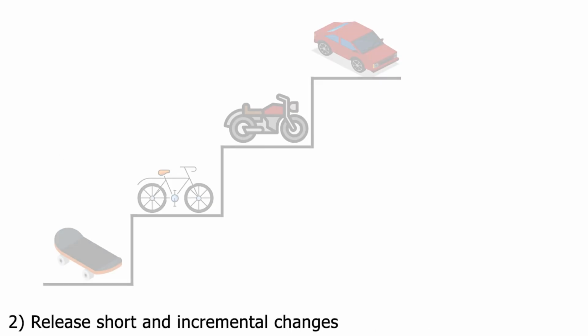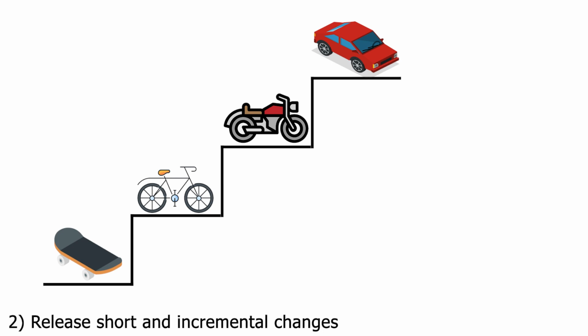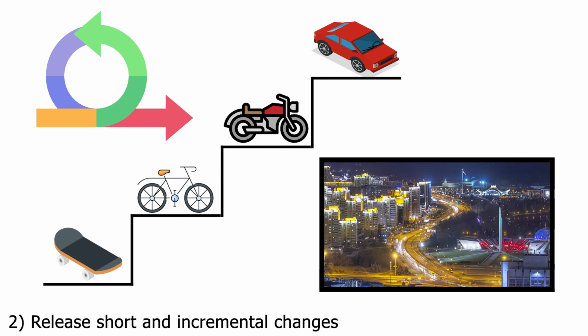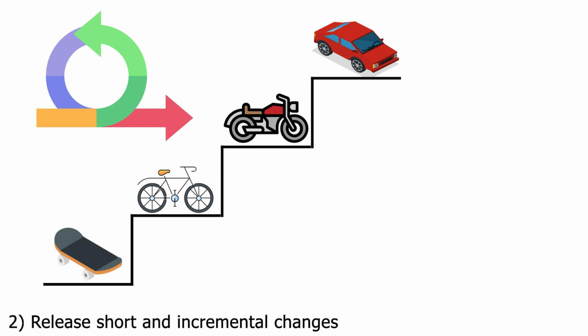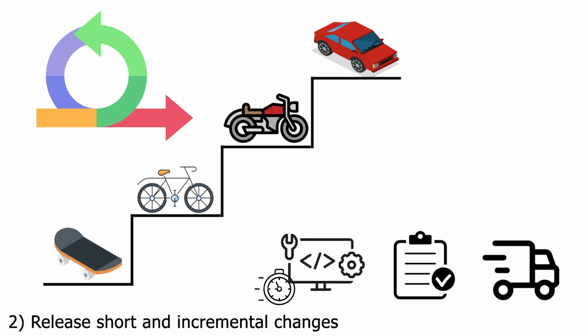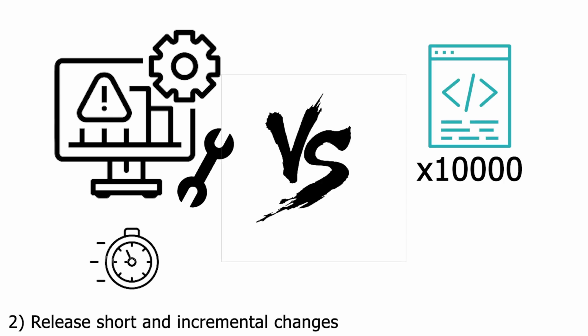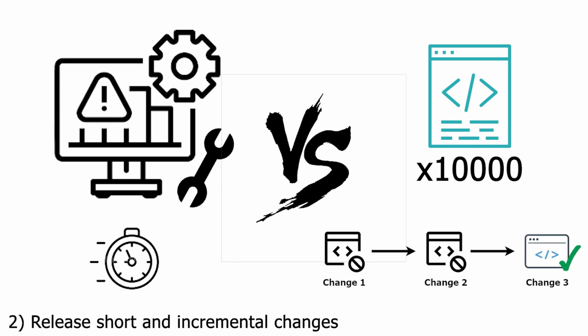Release short and incremental changes. Inspired by agile methods, this practice is key to being quick in an ever-changing industry. Short, incremental changes are faster to develop, review, and ship. It also helps to resolve sudden incidents faster when deploying a small change, as opposed to when deploying 10,000 lines of code and multiple breaking changes.